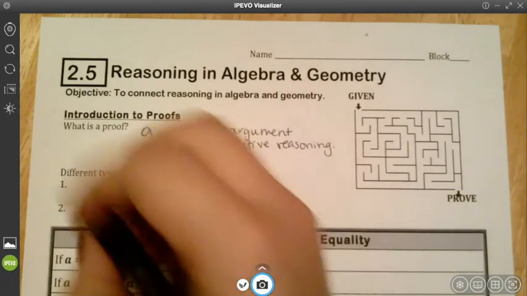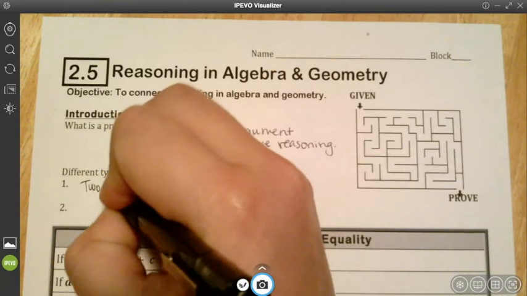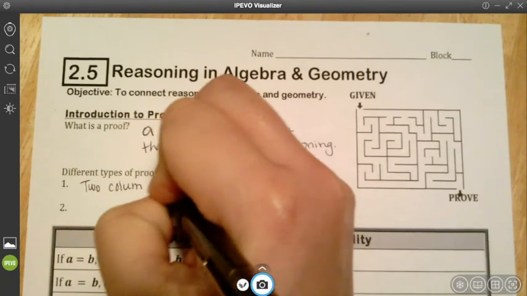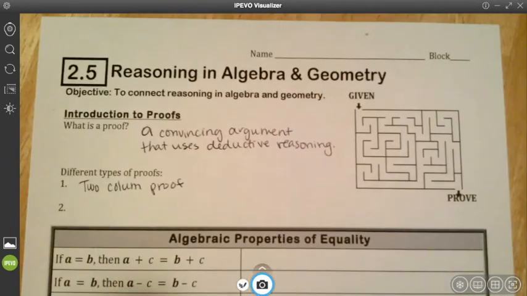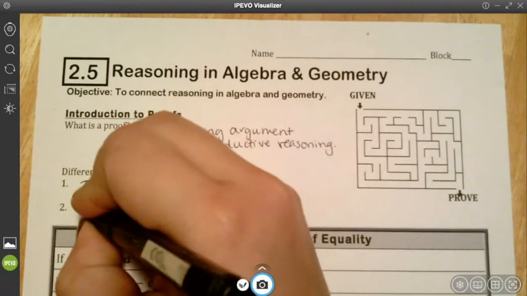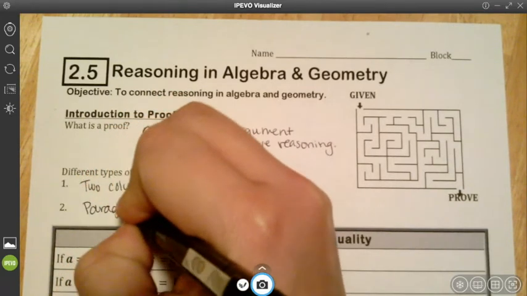So the first type of proof is a 2-column proof, where you have 1 column of your steps and 1 column of your reasons. The other type of proof, which we won't be looking at in this class, is called a paragraph proof.